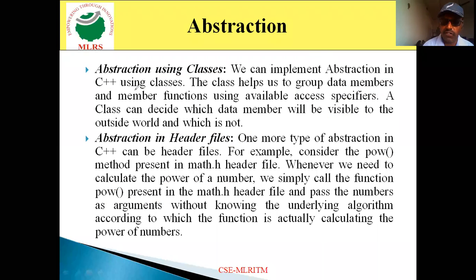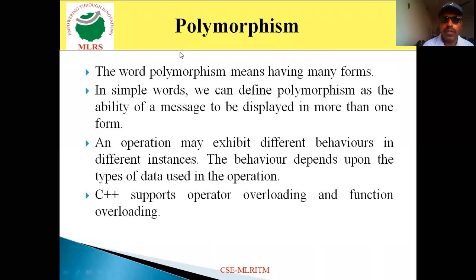Now we'll look at one more object-oriented programming concept, that is polymorphism. Polymorphism means having many or multiple forms. Poly means many, morphism means forms, in Greek. Totally, polymorphism means having many forms.